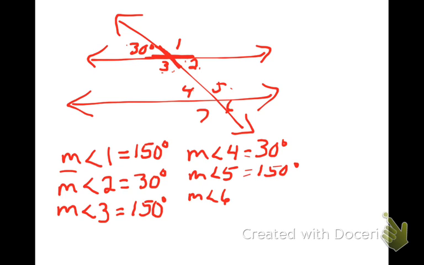Measure of angle 6, I like vertical angle to 4, so it's going to be the same as 4, so it's going to be 30 degrees. Measure of angle 7, it's vertical to 5, so it's going to be 150 degrees. You could also get that 7 and 1 are alternate exterior, so I don't care what you use when you're trying to find these, but those would be things that you could use to find those.